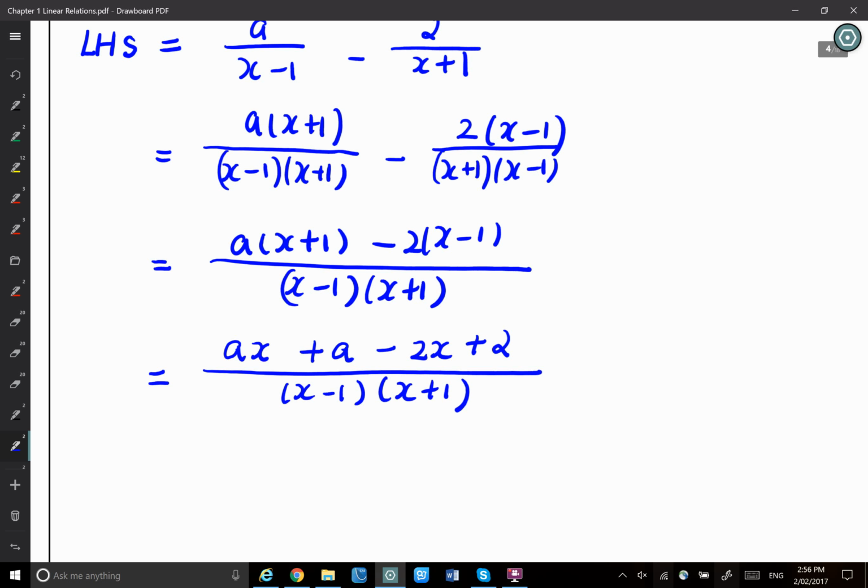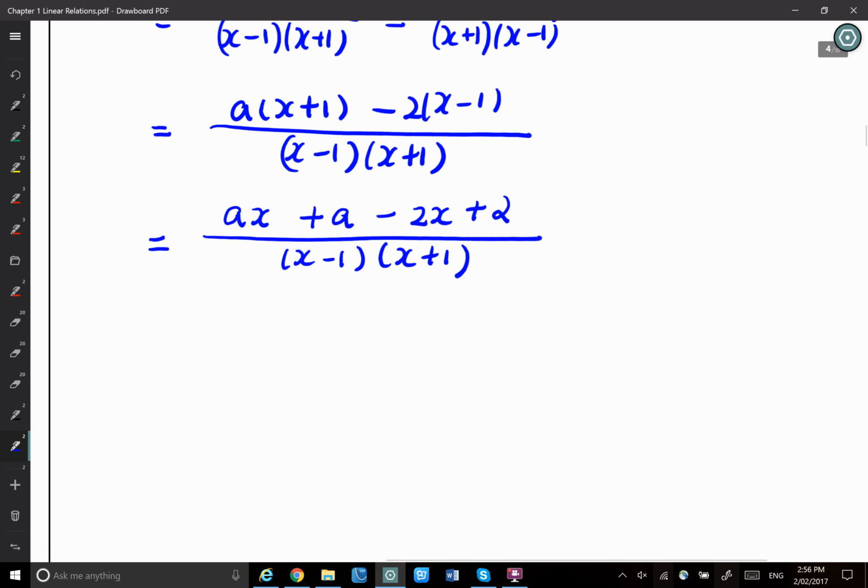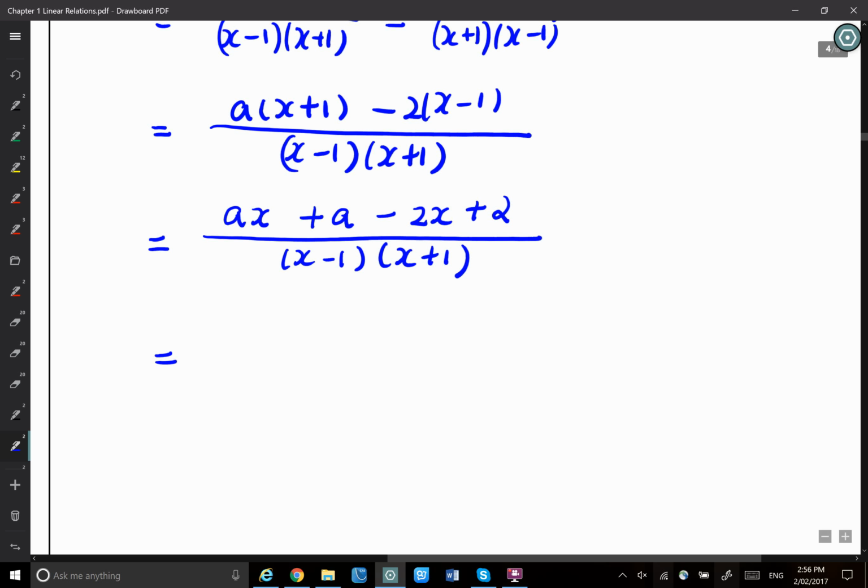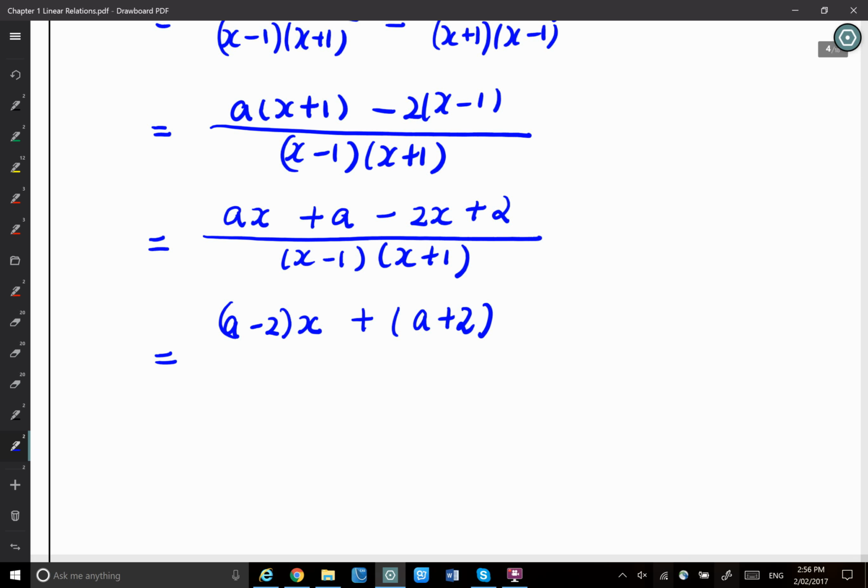Which ones are the x terms? We have ax minus 2x. What are the constant terms? We have a and 2. They are the constant terms. So I want to put the x terms together and the constant terms together. We're trying to group them. So we have a minus 2 x, taking x as the common factor, plus what? a plus 2. I put a bracket around that because that's really a whole number.